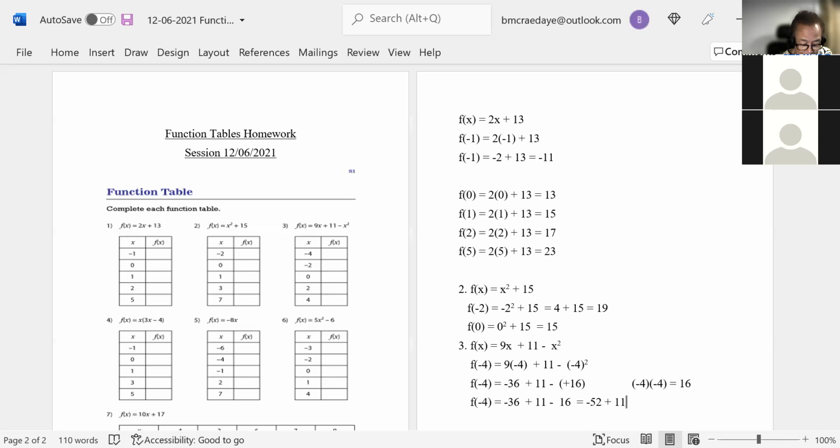What is that equal to? Unlike signs, you subtract. So what's your answer? 52 minus 11, is it? Yes. And the sign of the bigger number, or you have more negative than positive, so you know your answer has to be negative. So what's the answer? Negative 41. Very good. Negative 41. So number 3, for a negative 4, f of x, the output is a negative 41. So you put a negative 41 in the table.